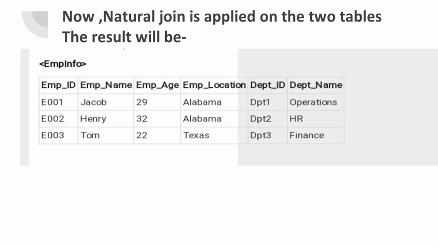Now the natural join is applied on the two tables. The result will be employee information. This table shows employee ID, employee name, employee age, employee location, department ID and department name.